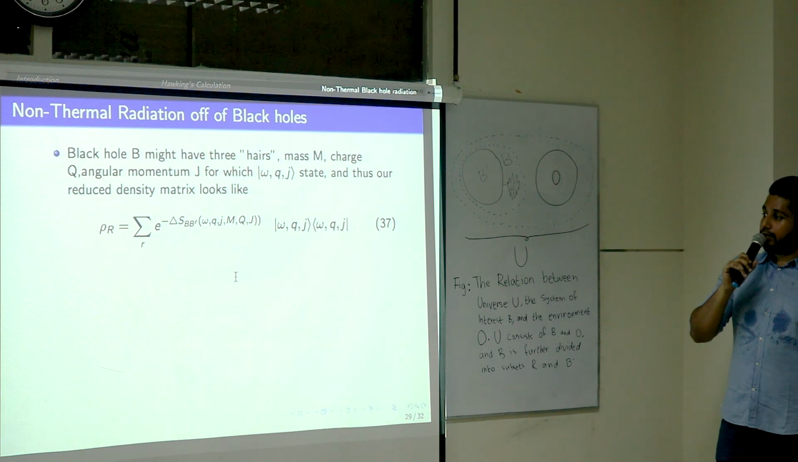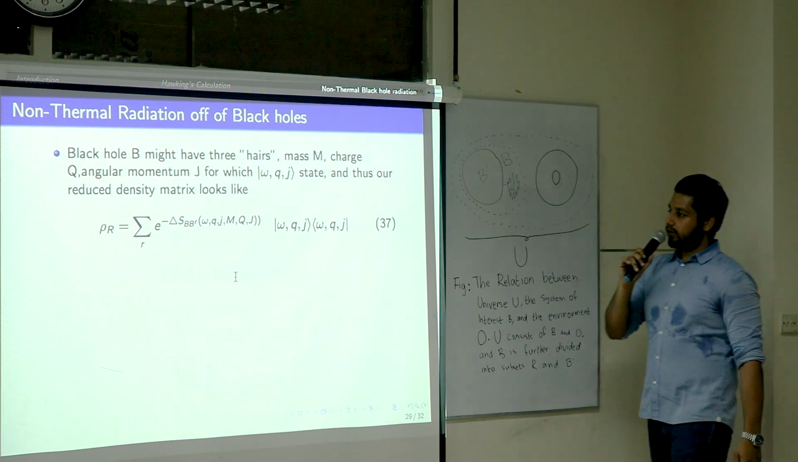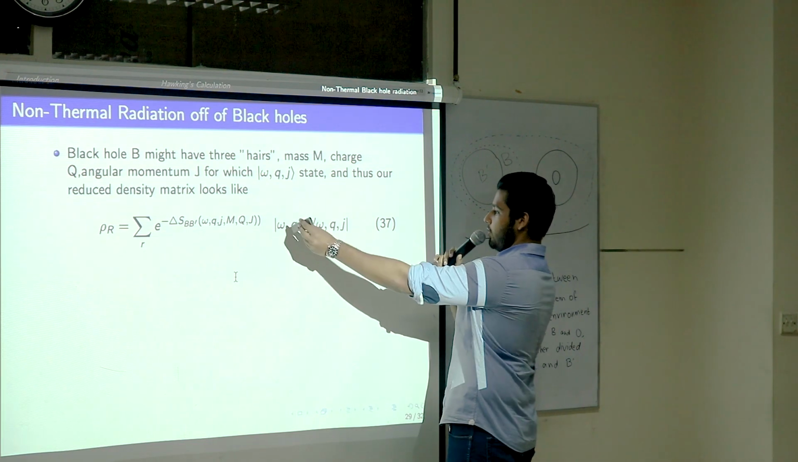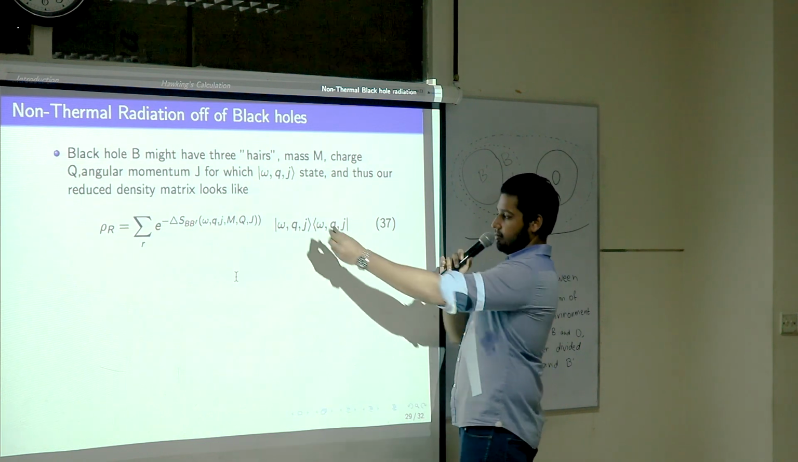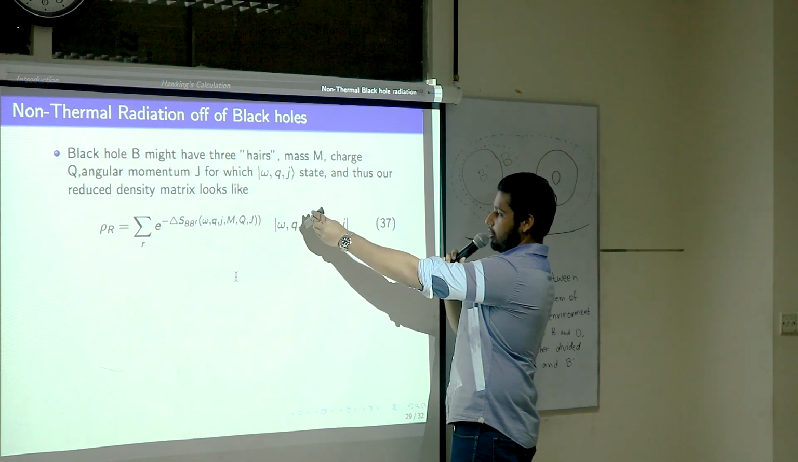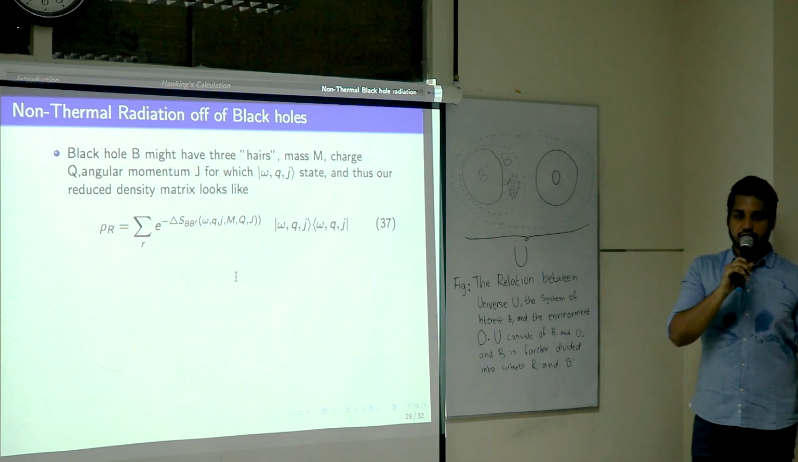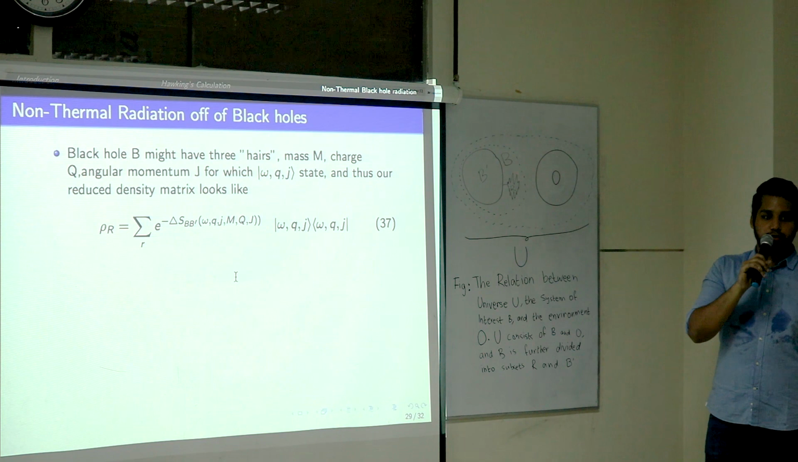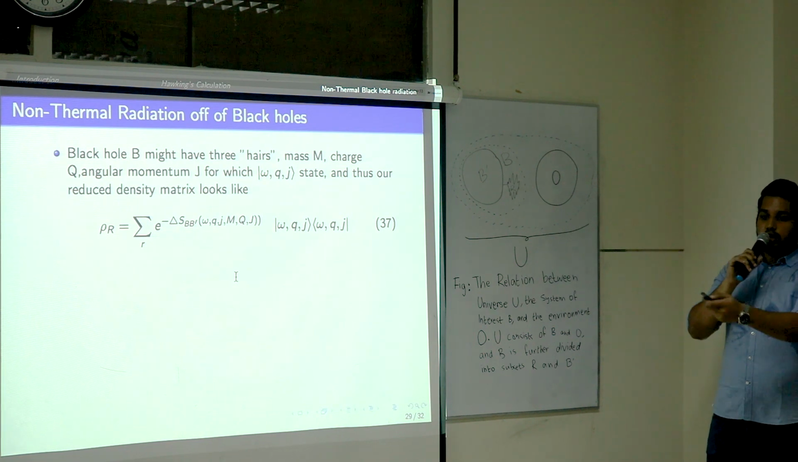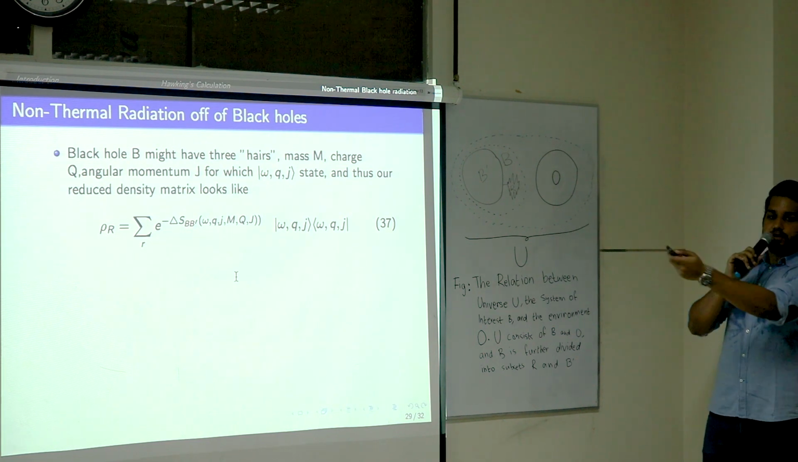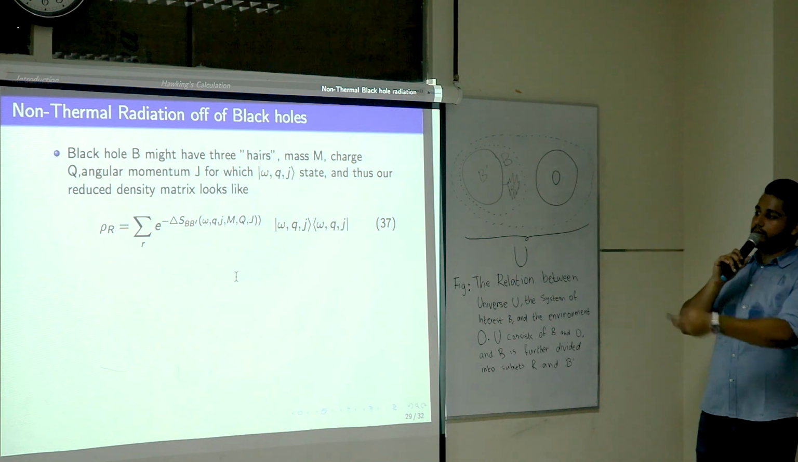And now we get back to hairs, where we have the state, we have mass, which is denoted by the frequency. We have charge, and we have angular momentum. These are the inherent properties of gravity, if you choose your black hole to have mass, charge, or angular momentum.